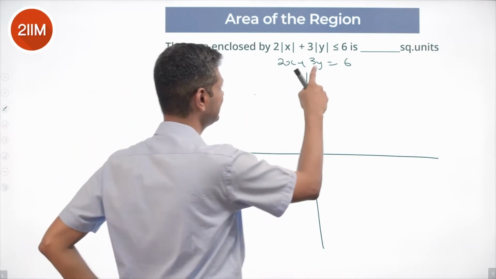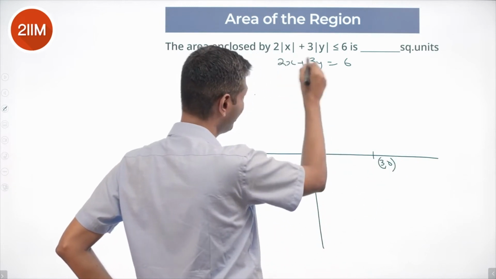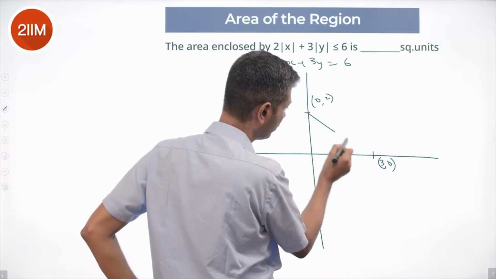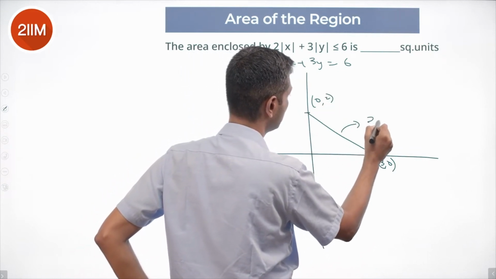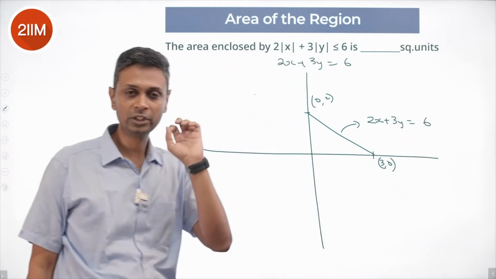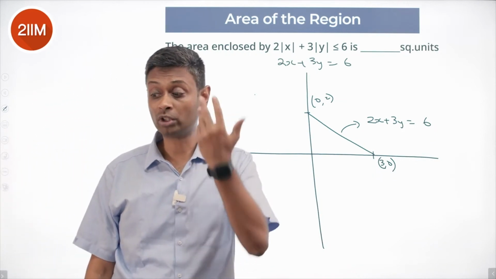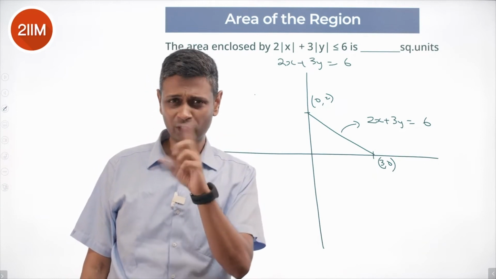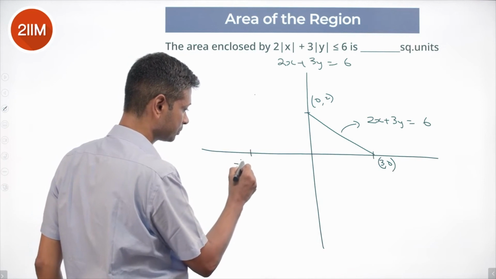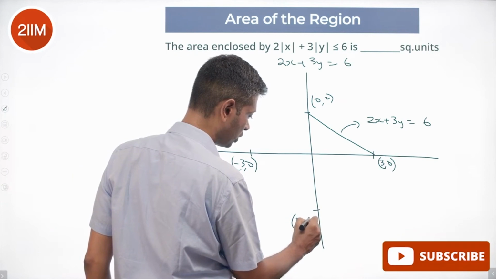Then say, hey, nice. Then x equal to 3, the point 3 comma 0, where y is 0, will work. 0 comma 2 will work. We join this. This is the equation 2x plus 3y equal to 6. Nice. But I'm dealing with modulus, so plus and minus both will work. So if I put x as minus 3 it should also work. If we put 0 comma minus 2, it should also work.